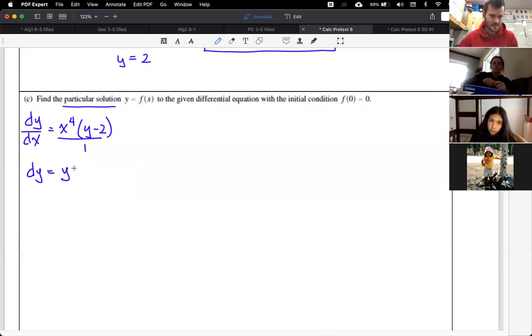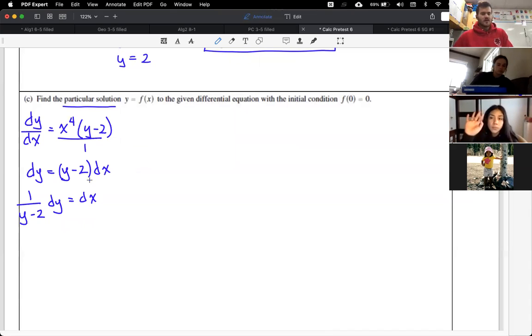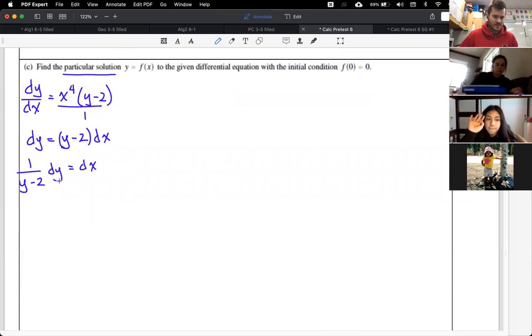Okay, y minus 2 times the quantity dx. And then from there, divide both sides by y minus 2, and I get 1 over y minus 2 dy is equal to dx. So that was separate. Good. Y is on one side, x is on the other. Now I'm going to do the integration. So that's step number 2.